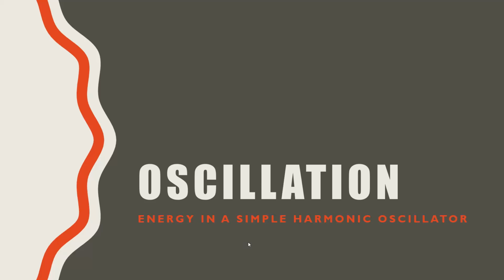In the last video, we looked at simple harmonic motion, which is sometimes abbreviated SHM, or if we have an object that is undergoing simple harmonic motion, we can call that a simple harmonic oscillator, or an SHO. In this video, we're going to look a bit at the energy involved in these processes.